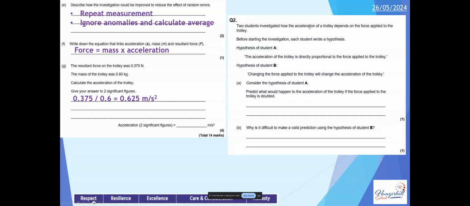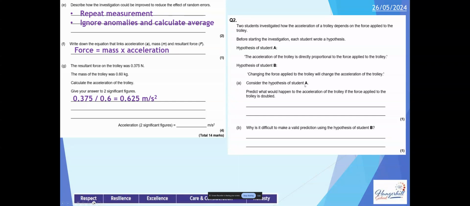Two students investigated how the acceleration of a trolley depends on the force applied to the trolley. Before starting the investigation, each student wrote a hypothesis. Hypothesis A: the acceleration of the trolley is directly proportional to the force applied. That basically means if one factor changes, let's say it doubles, the other factor will double as well. Hypothesis B: changing the force applied to the trolley will change the acceleration of the trolley.